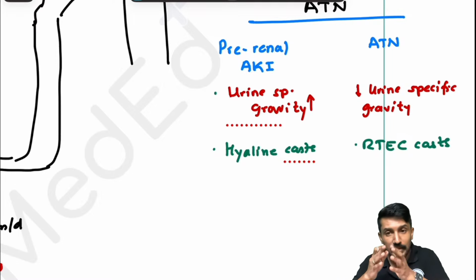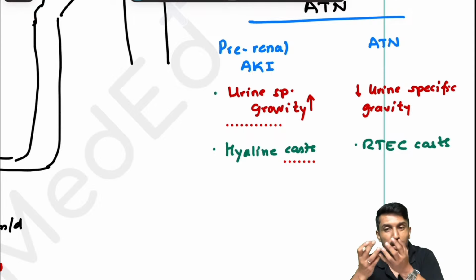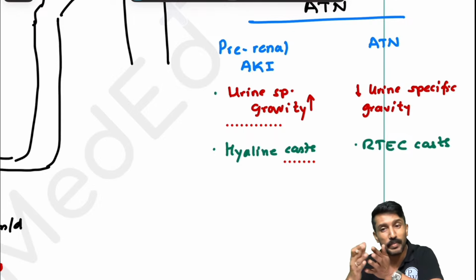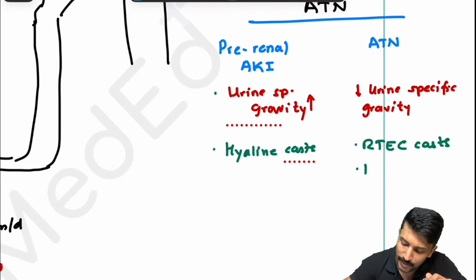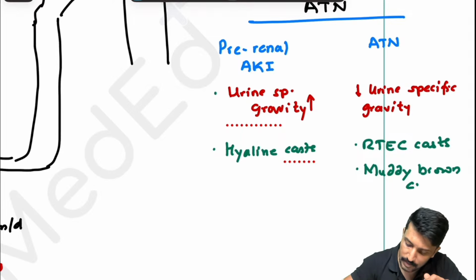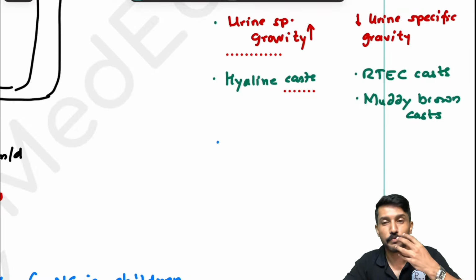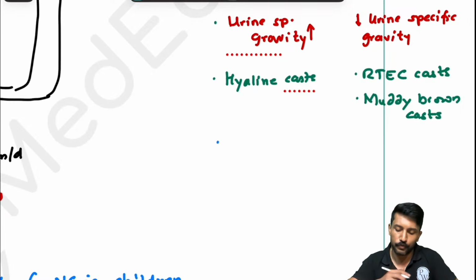And these cells will go into apoptosis, release lipofuscin pigment, and the cast may become brown. So in that case, we will call that cast a muddy brown cast. So muddy brown cast is highly suggestive of acute tubular necrosis. But if they ask you what is the investigation of choice to differentiate between ATN and pre-renal AKI, what can be the investigation of choice? Yes, the fractional excretion of sodium or FeNa.